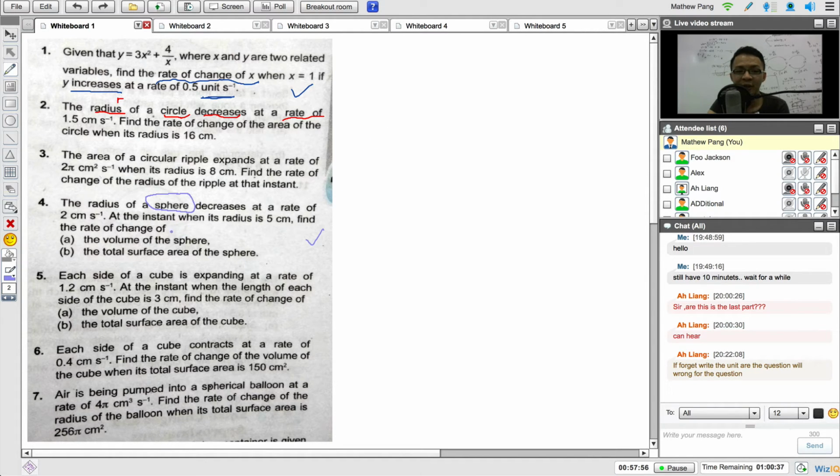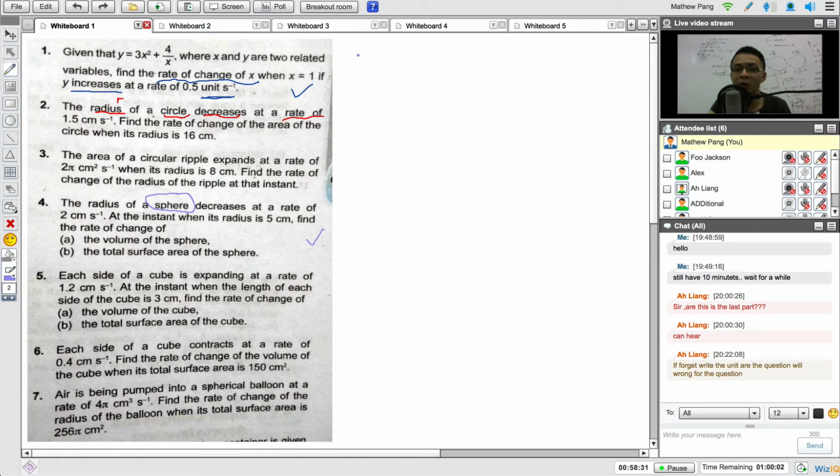Alright, so it says the radius of the sphere decreases at the rate of 2 cm per second. At the instant when the radius is 5 centimeters, find the rate of change of the volume of the sphere. So here it actually tells you volume. This question will be slightly different, so I'm going to do A first, because in A I see volume. In these cases, the radius decreases at the rate, right?